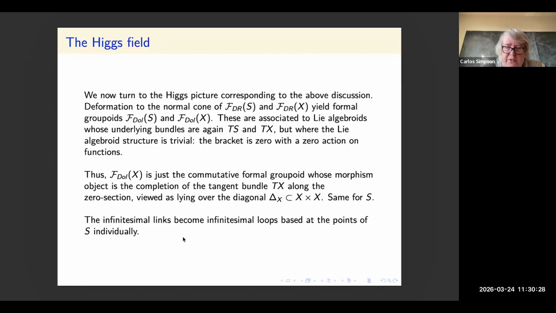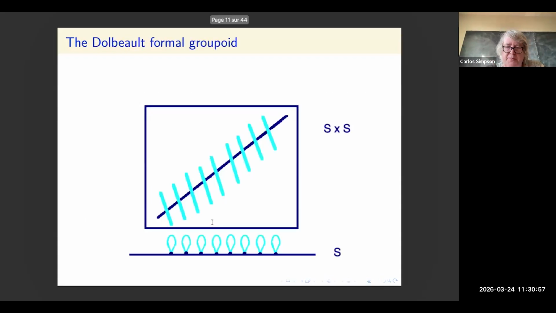And the same for S. So basically, we've sort of tilted this formal completion of the diagonal, which is sitting inside S cross S or X cross X. We've kind of tilted it so it becomes vertical over the diagonal. And in terms of our picture with infinitesimal loops, it means that we take each infinitesimal loop joining two nearby points, we sort of squish together the endpoints so that it just becomes a loop based at each of those points. So the picture becomes this picture.